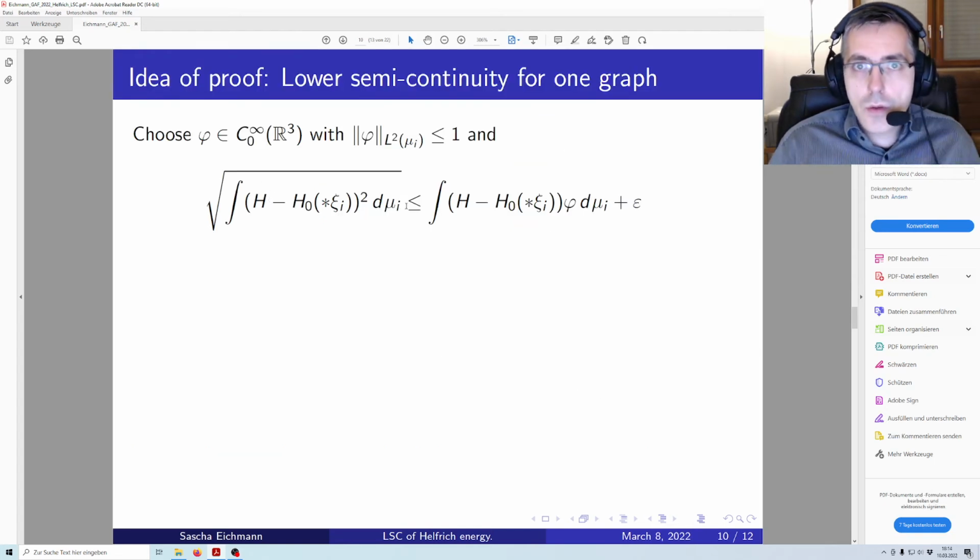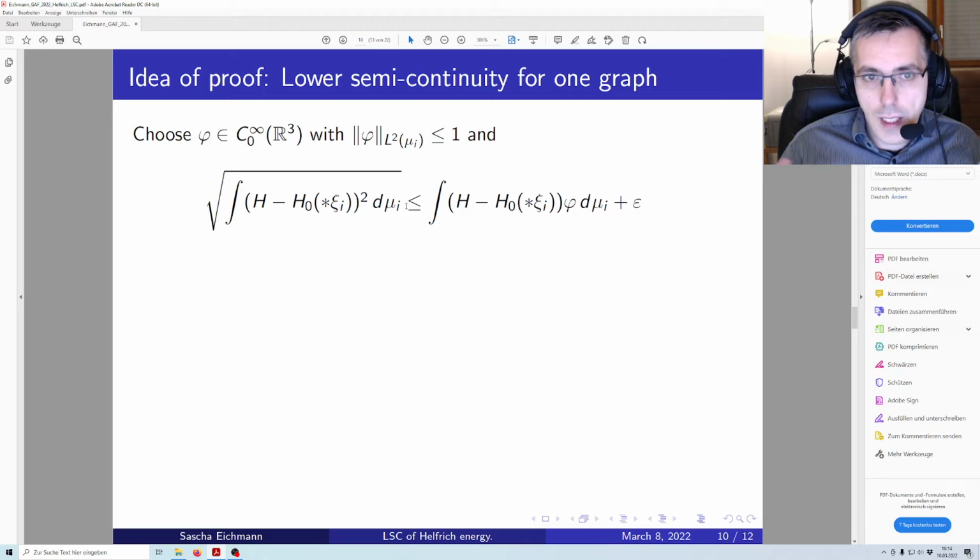And then we can use our density characterization for L2 norms and find a smooth function with compact support such that we can estimate this term by this term over here plus some error term, which is arbitrarily small.